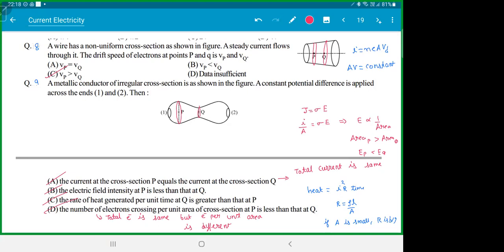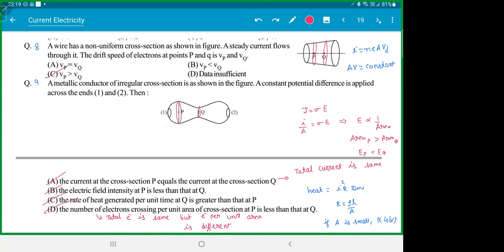Option A, the current at cross section P. Current is what? Total charge per unit time, right? So how much charge will flow in P? The same charge will flow through Q also, no? Charge conservation. Where will the extra charge come from? Total number of electrons entering per second should be equal to the number of electrons leaving per second. Junction law.